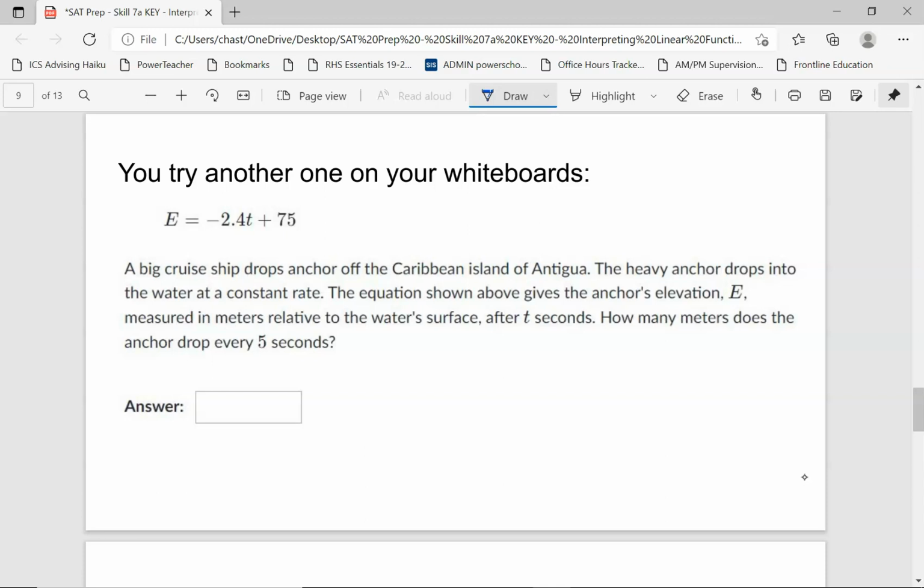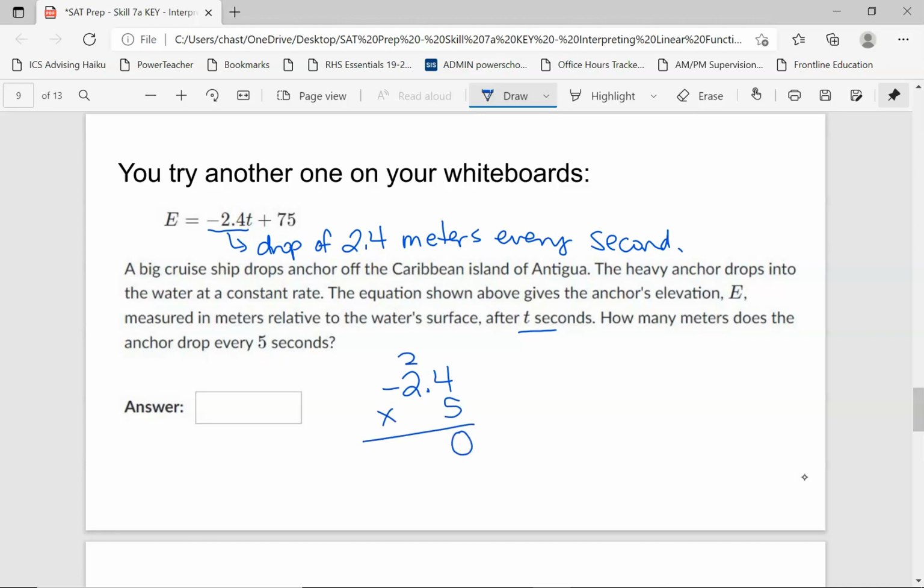Okay, so T represents seconds, so negative 2.4 is going to be a drop of 2.4, and what are our units? Meters. Every second. So this one asks, what is it every 5 seconds? So we just have to take negative 2.4 times 5, and it would have to drop 12 meters.